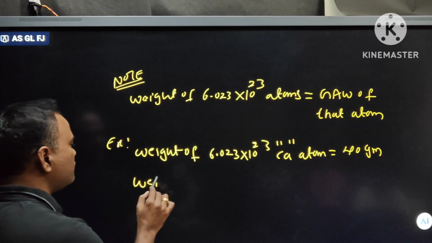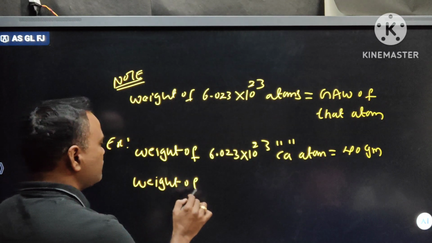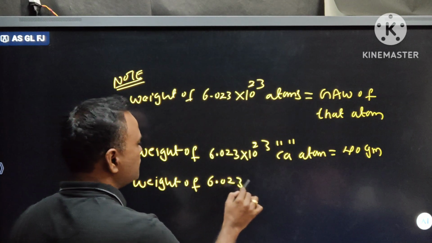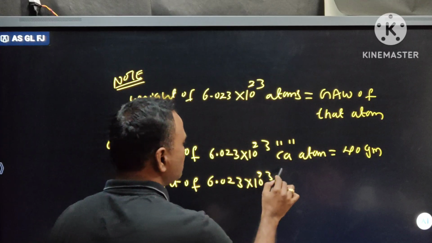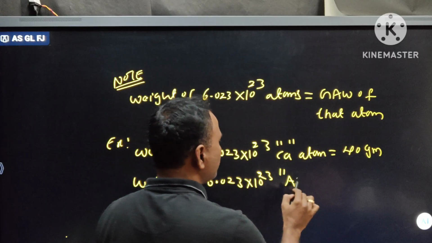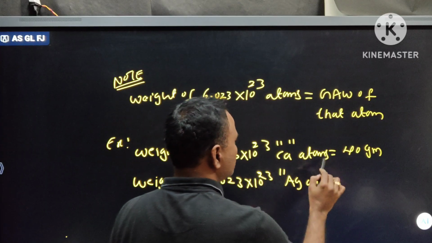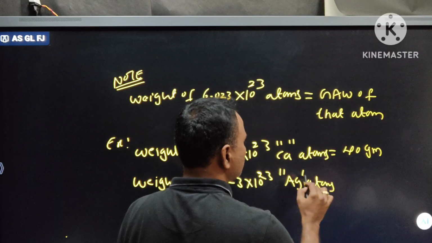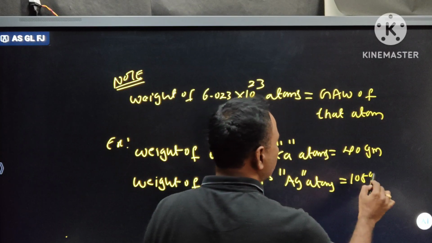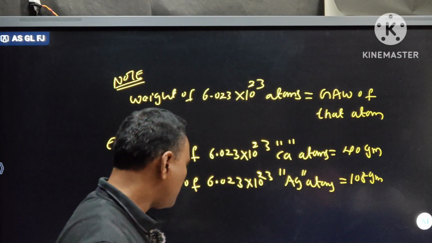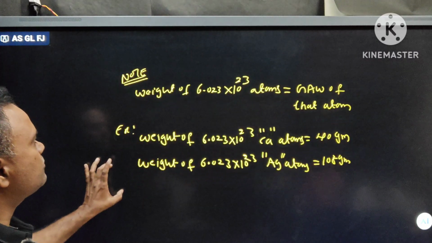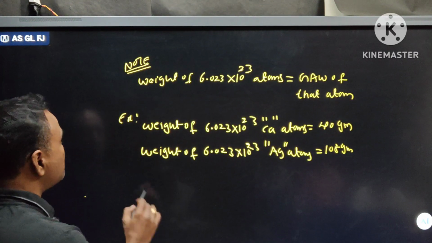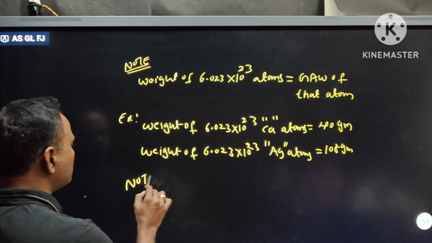Another example, weight of 6.023 into 10 to the power of 23 silver atoms. Silver, 108 grams. Clear? Similarly, we can write another note also. In place of atoms, let us take molecules. Write another note.